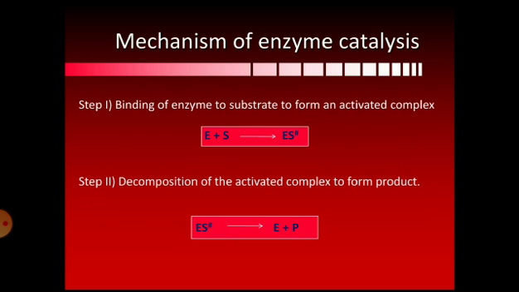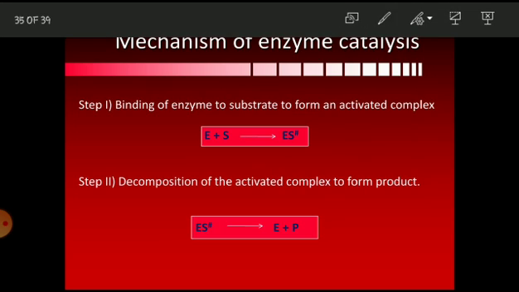Next, mechanism of enzyme catalysis. How will the mechanism take place? There are 2 steps. The first one is binding of enzyme to substrate to form an activated complex. E stands for enzyme, S stands for substrate. Substrates are nothing but your reactant. So first the enzyme binds to the substrate to form an activated complex which has high energy.